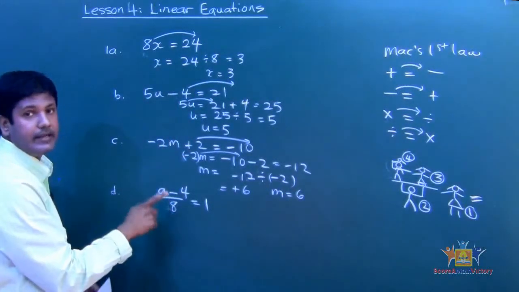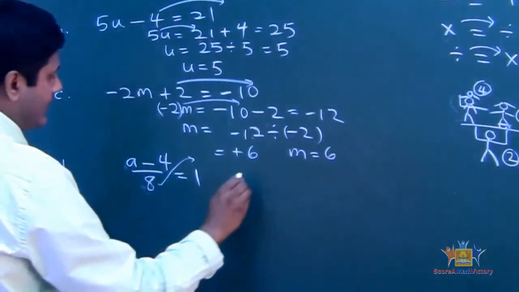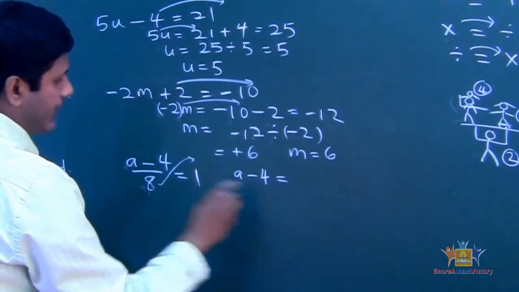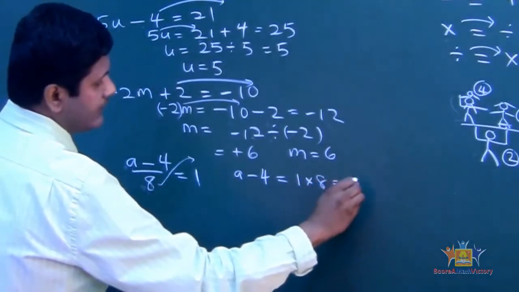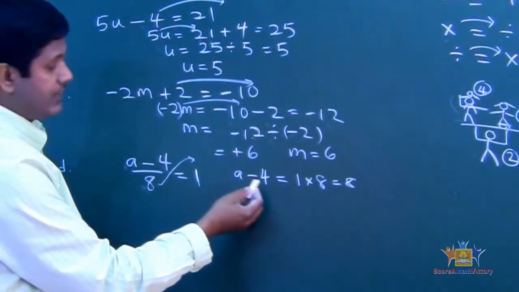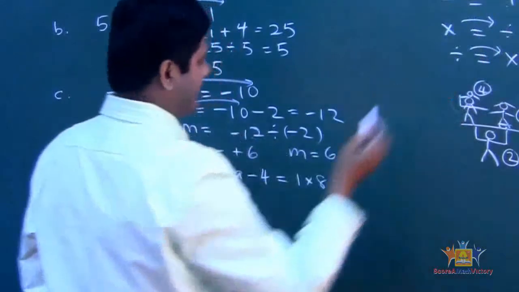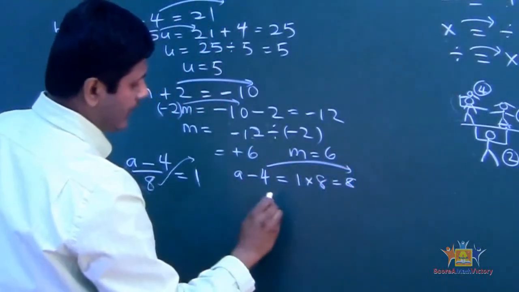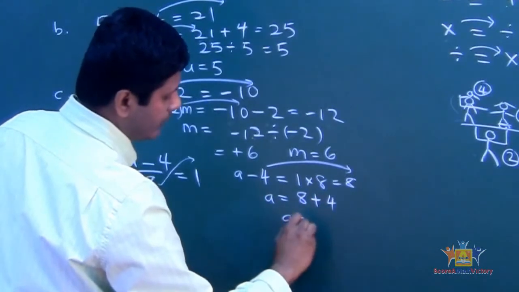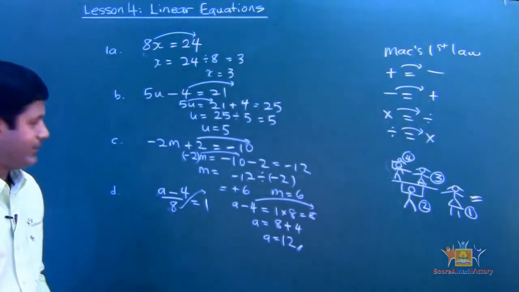What is 8 doing? Dividing. Division across the bridge becomes multiplication. So that means a minus 4 equals 1 times 8. It's 8. Okay? And who's next? 4 is subtracting. Subtracting across the bridge becomes addition. Okay? So a equals 8 plus 4. So a equals 12 right there. See that? Pretty easy, isn't it?